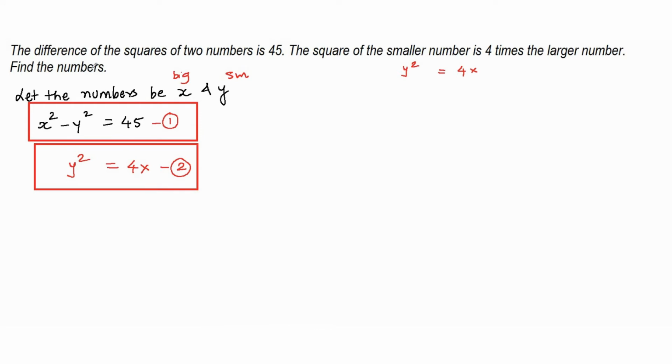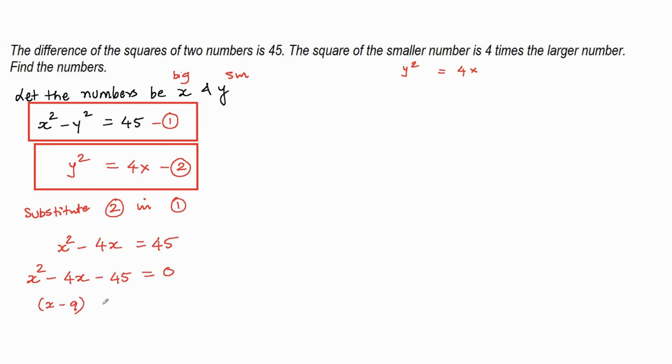I can substitute y square as 4x. So substitute equation 2 in equation 1. We get x square minus, instead of y square, I have to substitute 4x, is equal to 45, which means x square minus 4x minus 45 is equal to 0. And now I can factorize this. This is going to be x minus 9 into x plus 5 is equal to 0, which implies that x equals either 9 or x equals negative 5.